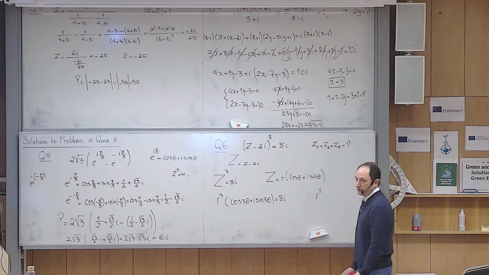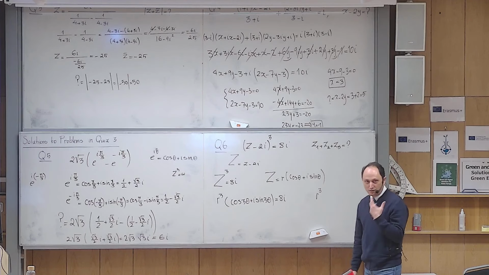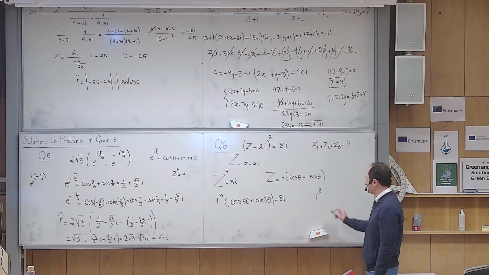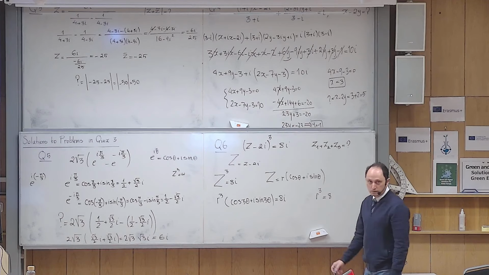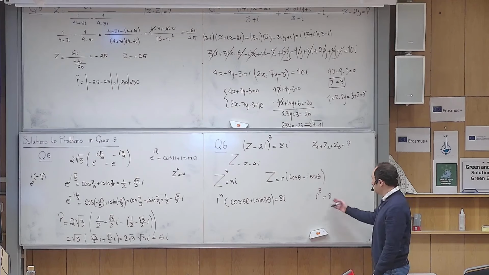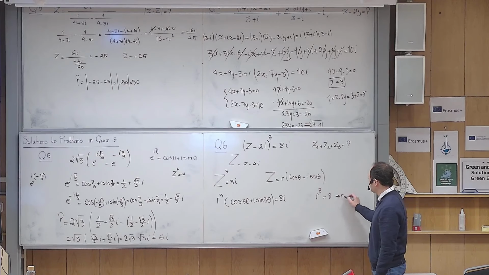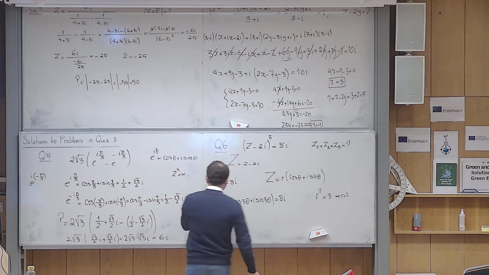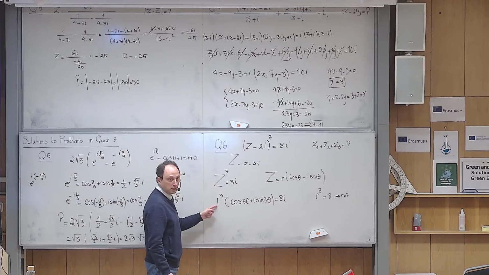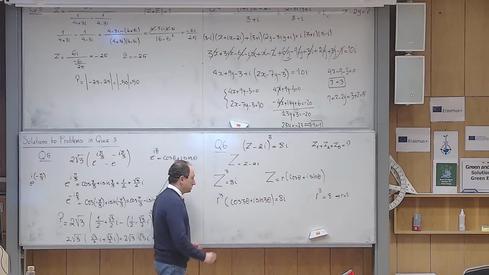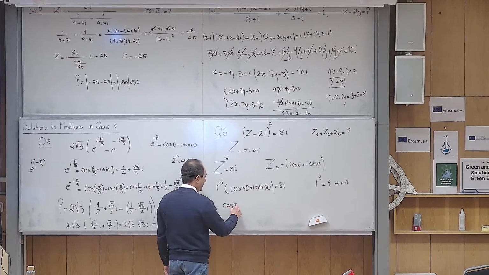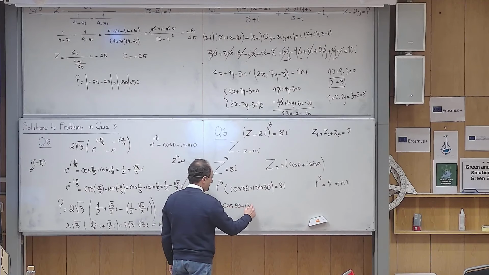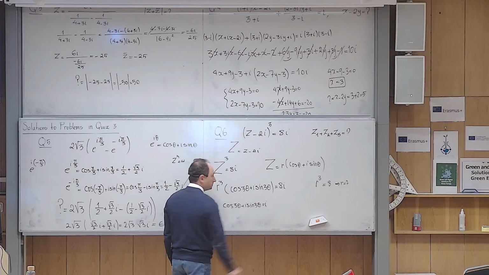Not the square root of 8. You have to be very careful in these calculations. It is just 8. And then it becomes what? r is 2. If r is 2, put it back into this equation, this becomes 8, and that 8 and that 8 cancel. So it becomes cosine 3 theta plus i sine 3 theta is equal to i.